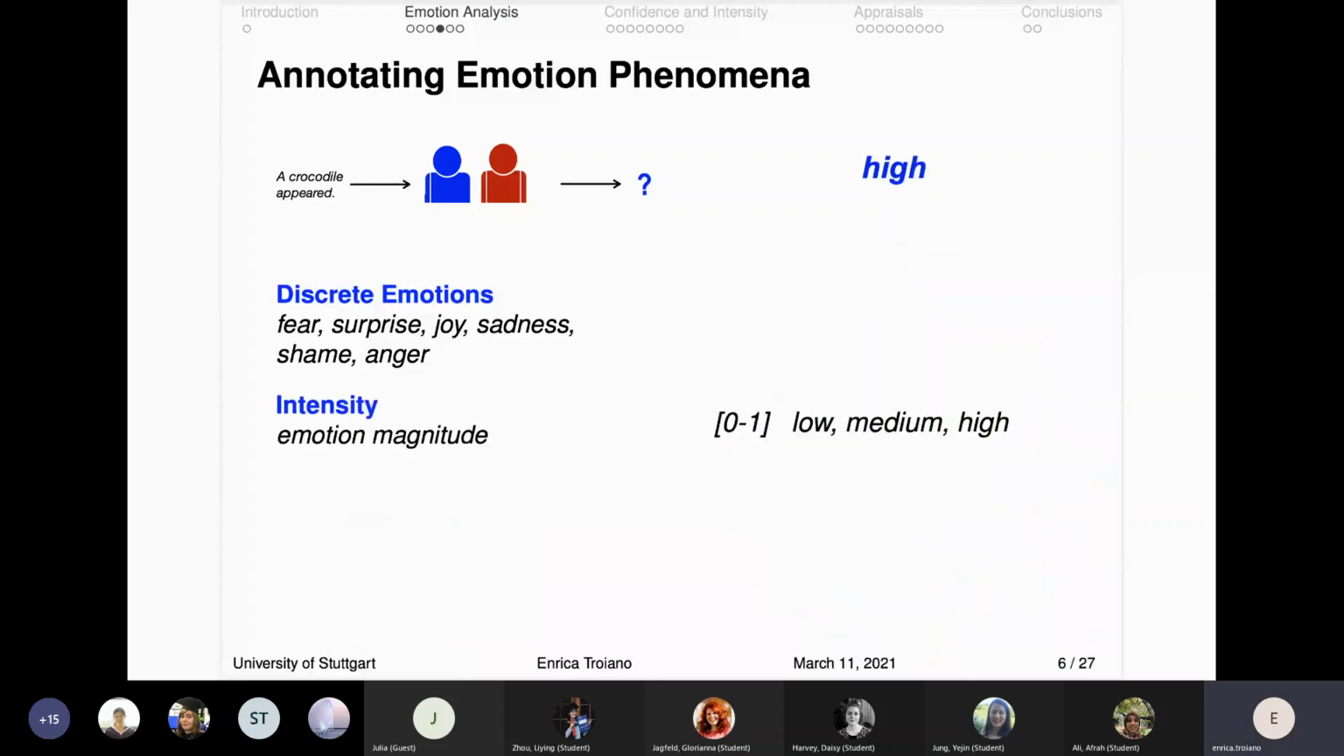Other than this, we can ask annotators to inform us about the intensity of the emotion. Emotional intensity is basically the magnitude of an emotional experience, and people usually rate that either on a continuous scale, for instance, from 0 to 1, or on an ordinal scale.